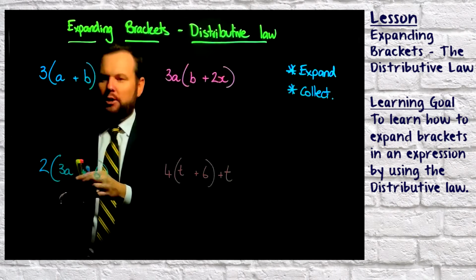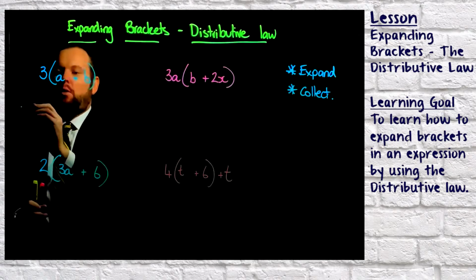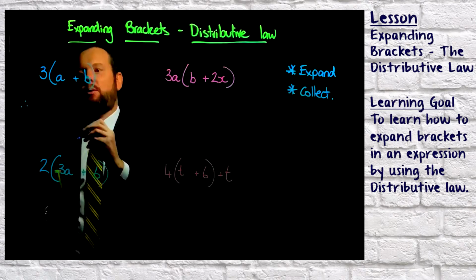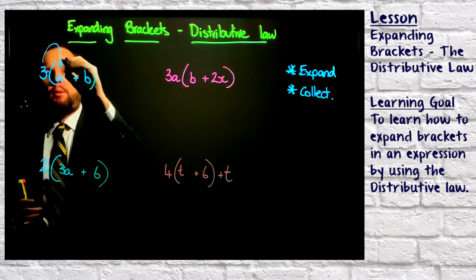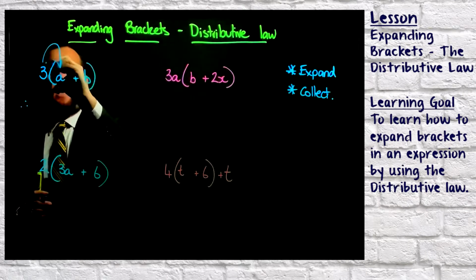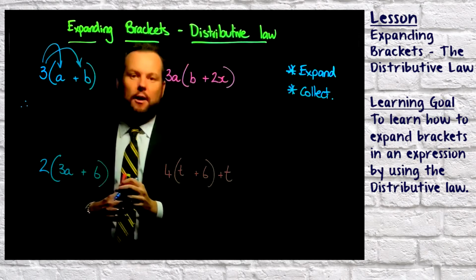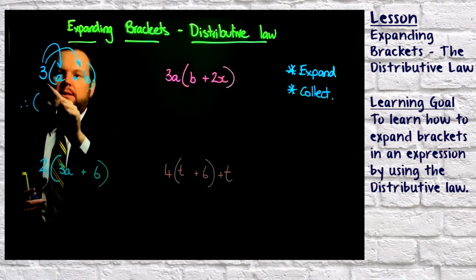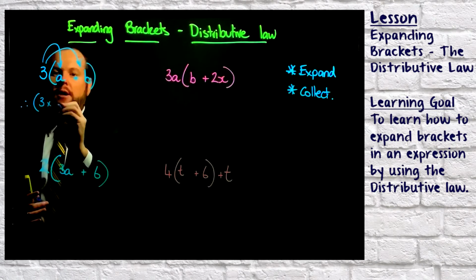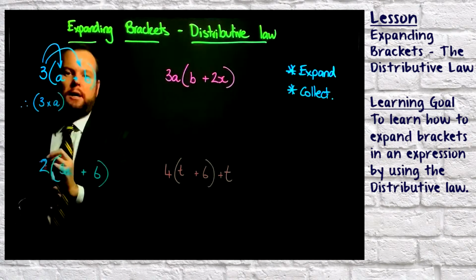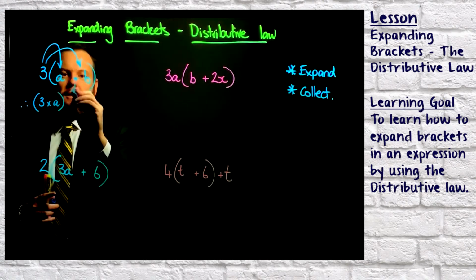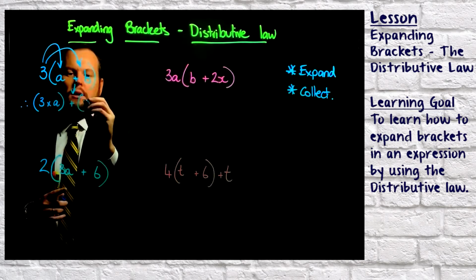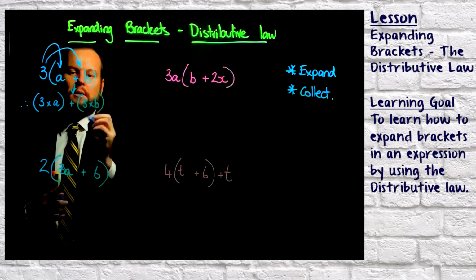So here I'm going to expand this. And what I just said was we need to multiply everything on the inside by what's on the outside. So I need to multiply 3 by A, and I also need to multiply 3 by B. So if I was to expand this, this would look like this. So 3 times A, close bracket. This still stays there, so I have an addition. And then I do 3 times B, okay?